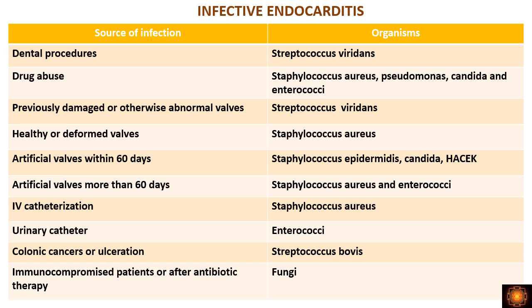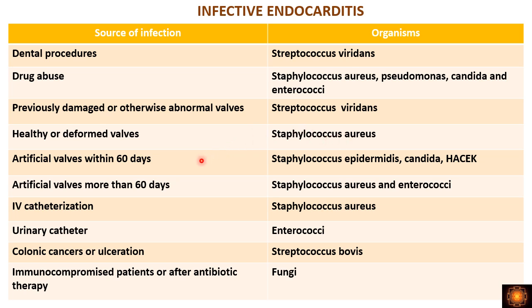Now, in certain procedures, certain bacteria or certain etiological agents are common. So, in dental procedures, we have infection by Streptococcus viridans. In IV drug abusers, we have Staphylococcus aureus. Along with that, there can be Pseudomonas, Candida, or the Enterococci also. And if there are previously damaged heart valves, it is by Streptococcus viridans. If the normal valve is present, the infection will be caused by Staphylococcus aureus.